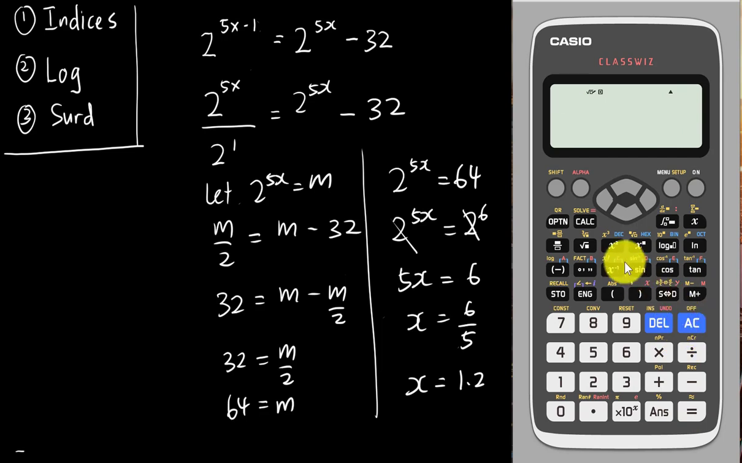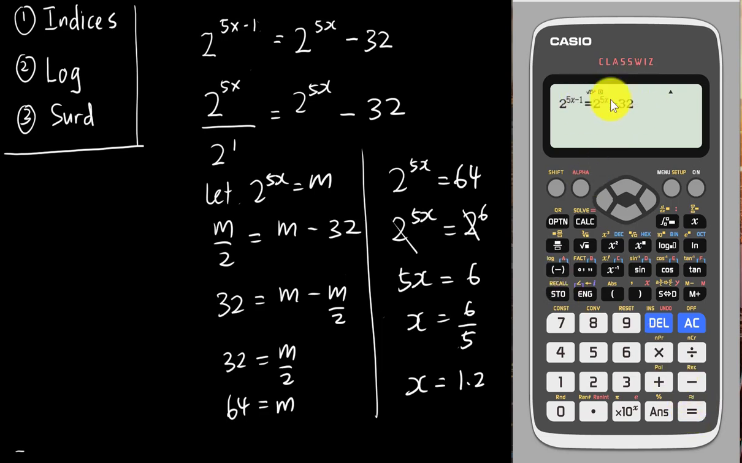Okay, but what I want to show you is that for some of the indices questions, you can actually type the whole equation into the calculator, and then the calculator will tell you the answer. So let's try it out. We have 2 power of 5x minus 1, and then for the equal sign, we will use alpha calculus. Then this is 2 power of 5x, and then I will press the next button, minus 32. Alright, then you cannot type this equal, or else you will get a math error.